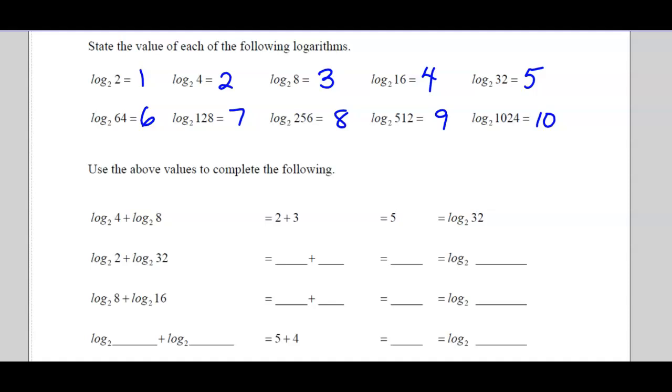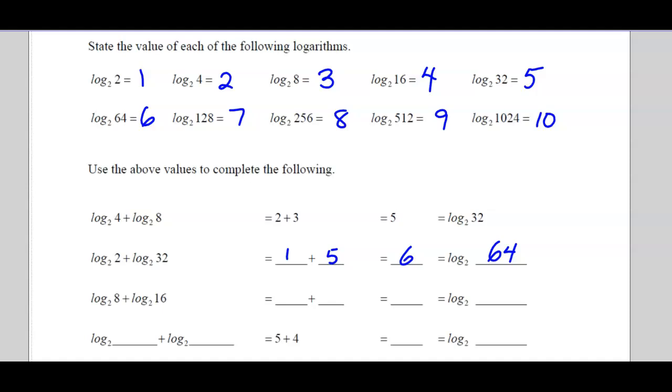So then here, log of 2 base 2 is 1. Log of 32 base 2 is 5. If you don't remember, you go up to what we answered there. 1 plus 5 is 6. Log of what base 2 is 6? Well, you can take a look if you're not sure. It's 64.